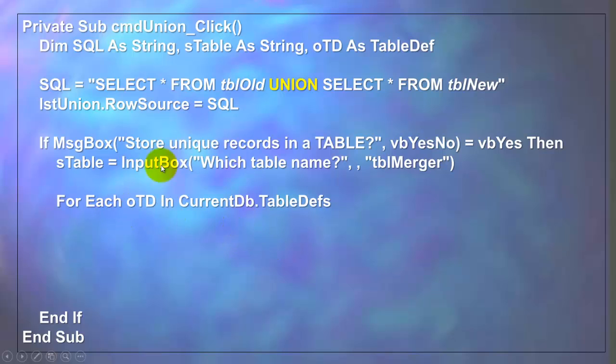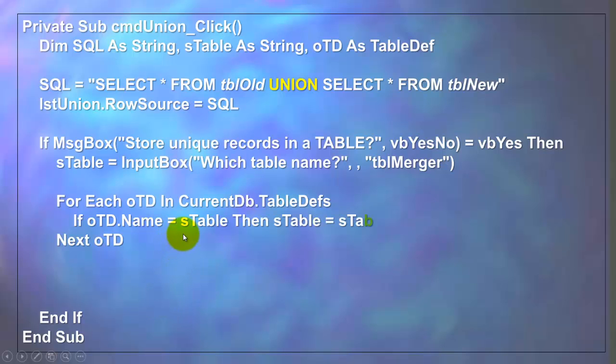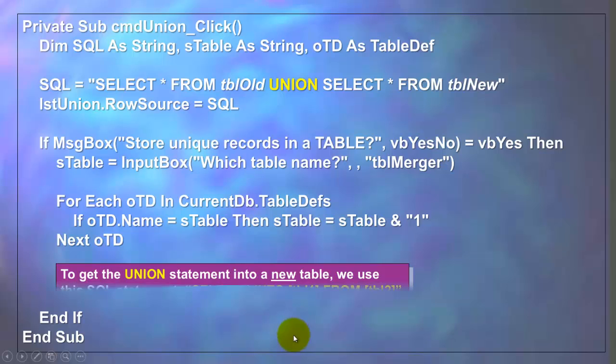So we loop through the variable oTD of the TableDef type for each table definition in the current database. This is the collection of table definitions. For each individual table definition in all table definitions, we loop through them with a Next statement. If the name of the first one or the second one or the third one is already sTable, then we add the number 1 to sTable.